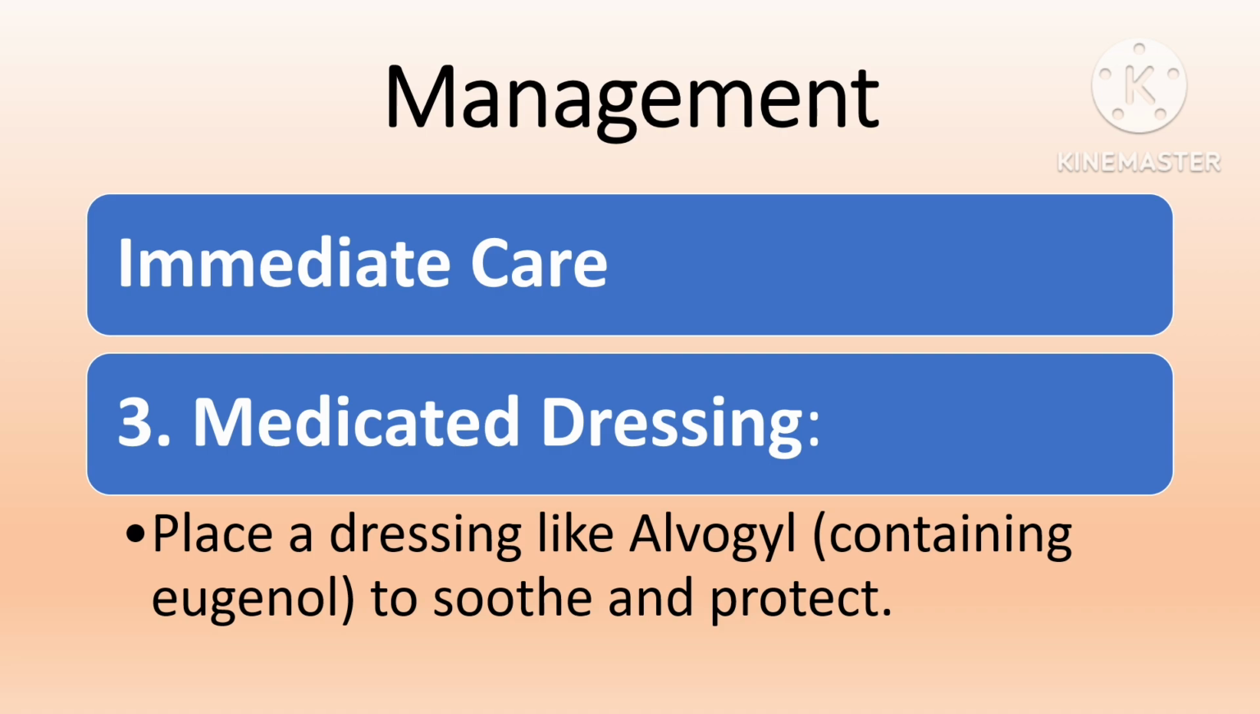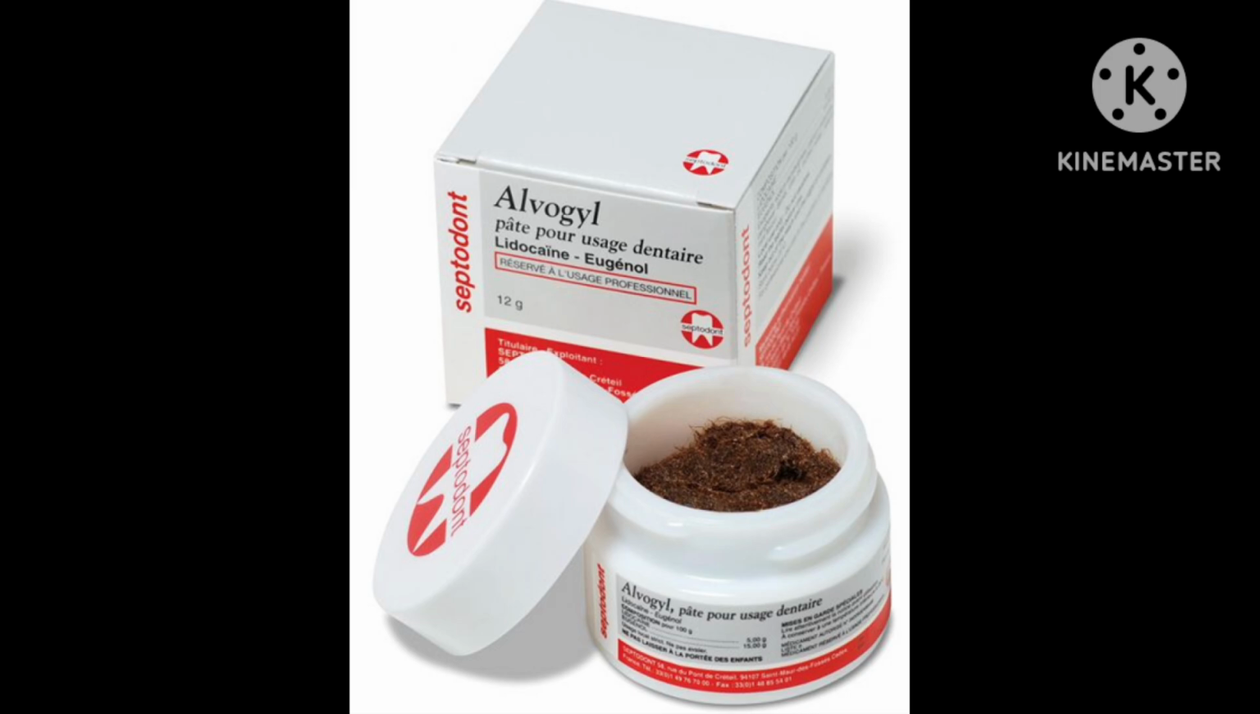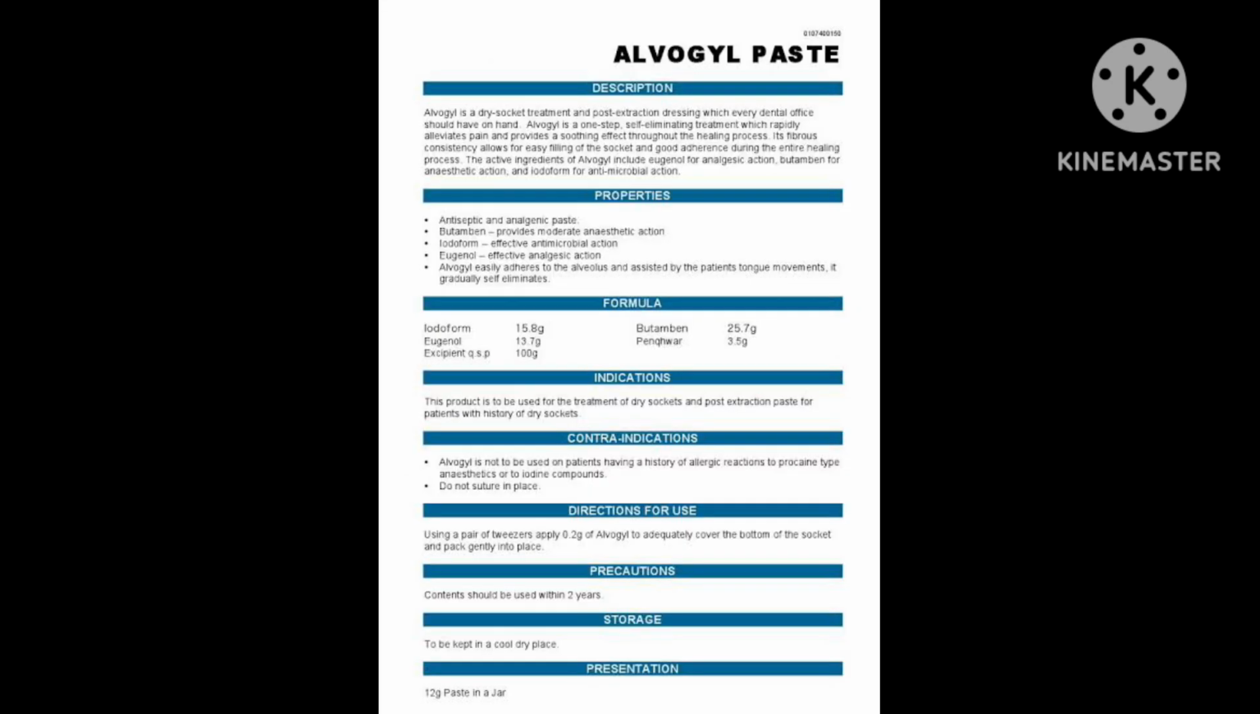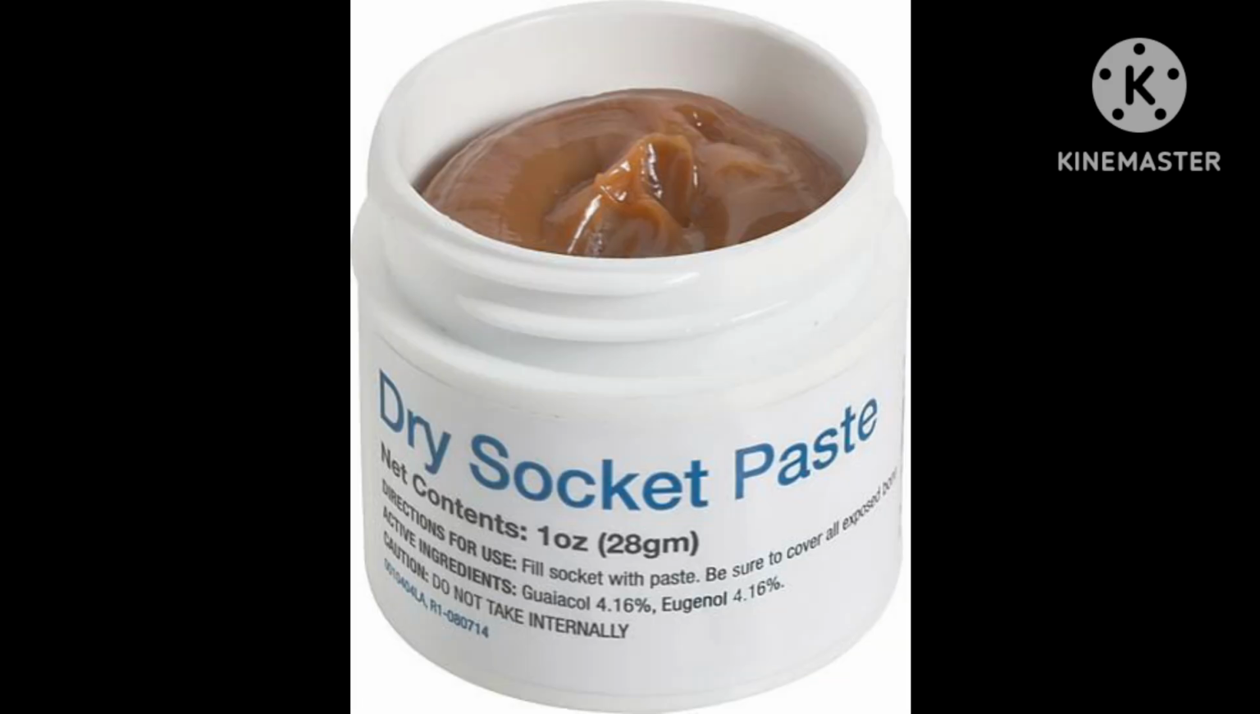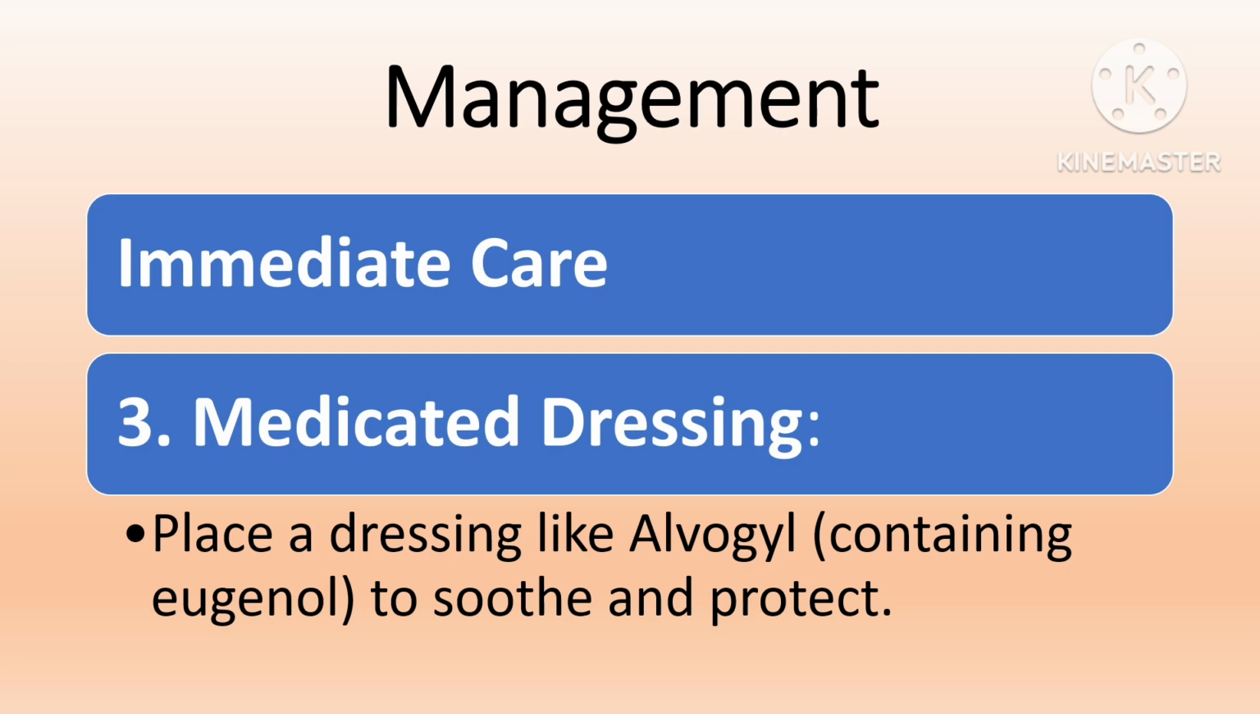After cleaning, the socket is usually packed with a medicated dressing to protect the exposed bone, soothe the pain, and encourage healing. The medicated dressing most commonly used for dry socket is a eugenol based paste or a paste with an antiseptic. This paste has a soothing effect and is often changed every 1 to 2 days until the pain of the patient decreases. In some cases, other materials such as iodoform gauze may be used. These dressings help to protect the exposed bone and reduce inflammation.